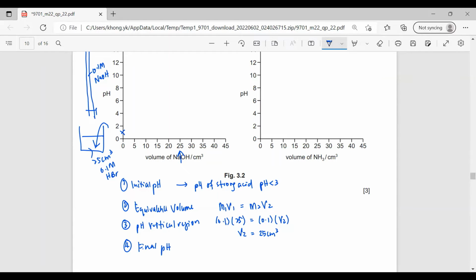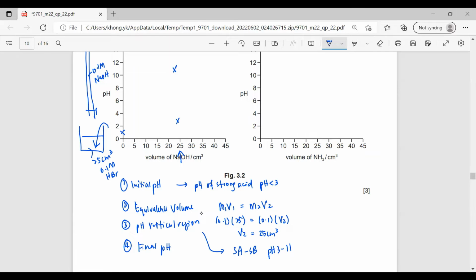And the next one is the pH of the vertical region. Since this is a strong acid, strong base titration curve, it will have the vertical region around pH 3 to 11. So I will mark it pH 3 to pH 11. This is where we see a vertical region.